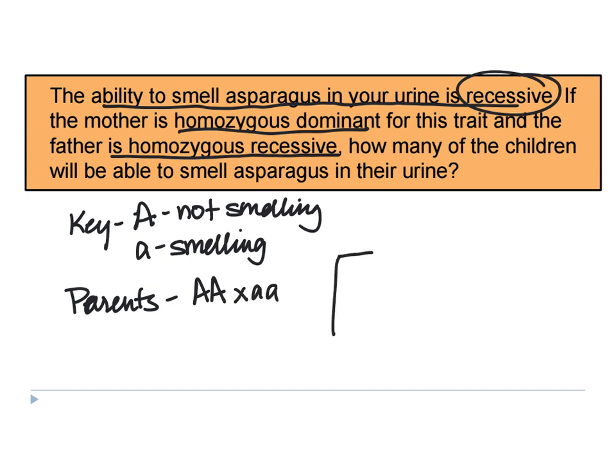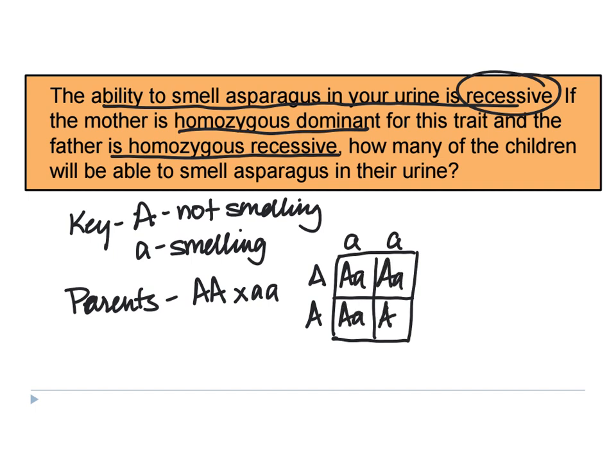So now I'm going to set up and solve my Punnett square. So I've got big A and big A on the side and little a on the top. And I'm going to solve the square. Now I'm going to interpret the square. My genotype is only one type. That's big A, little a. And I have 4 out of 4 of those.